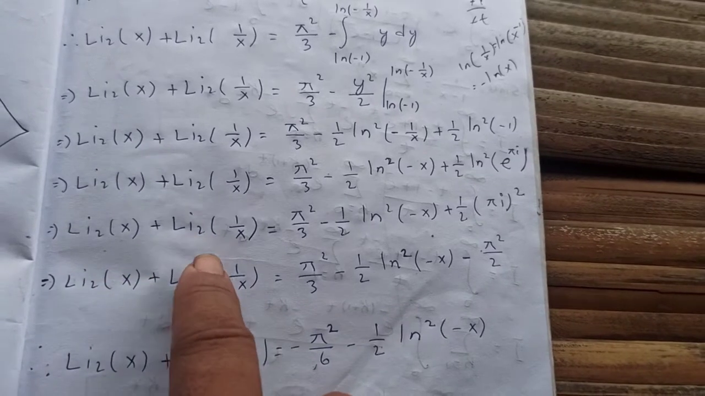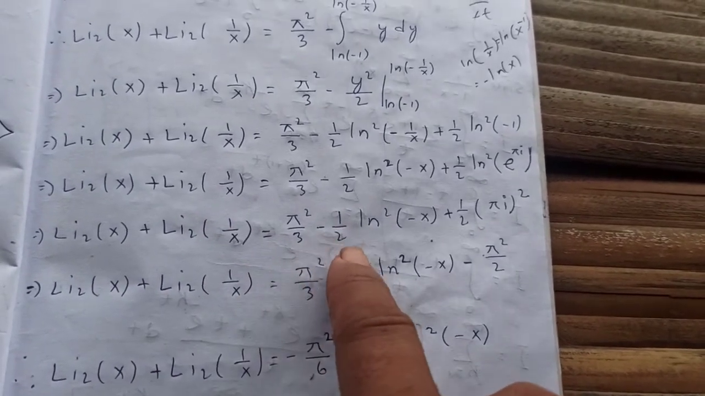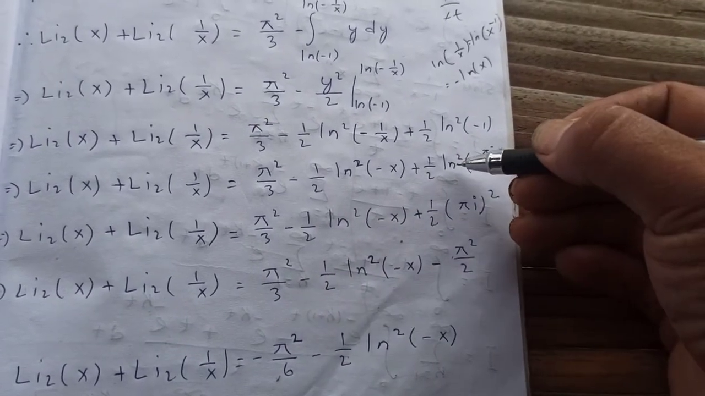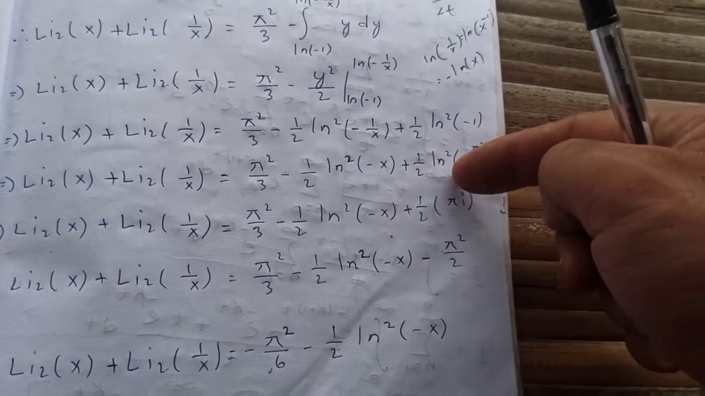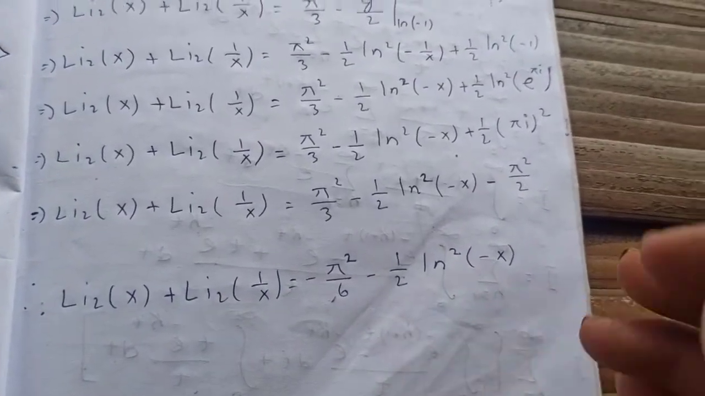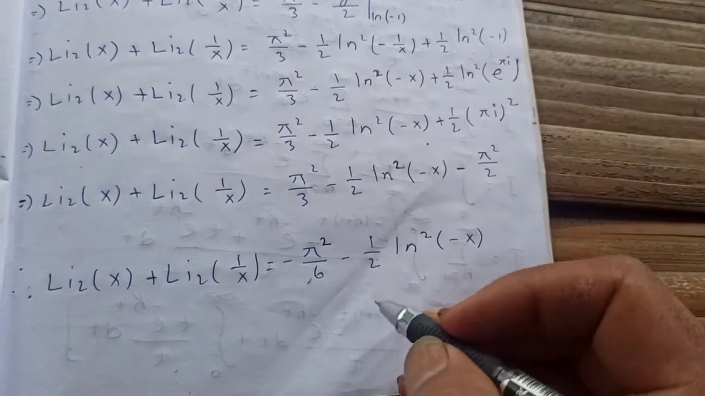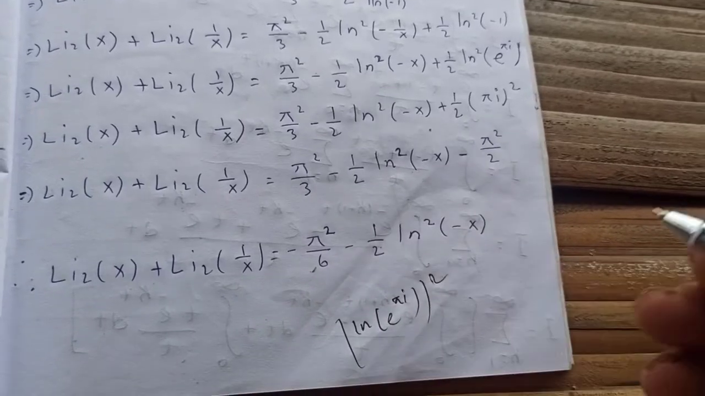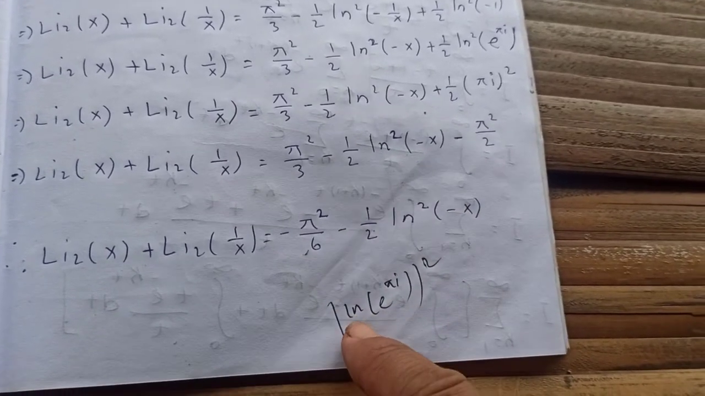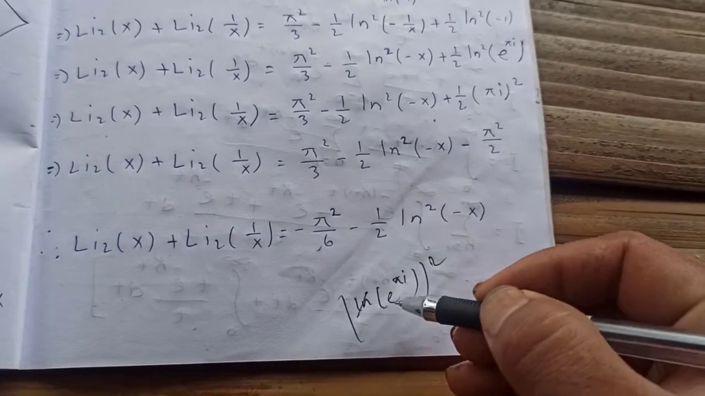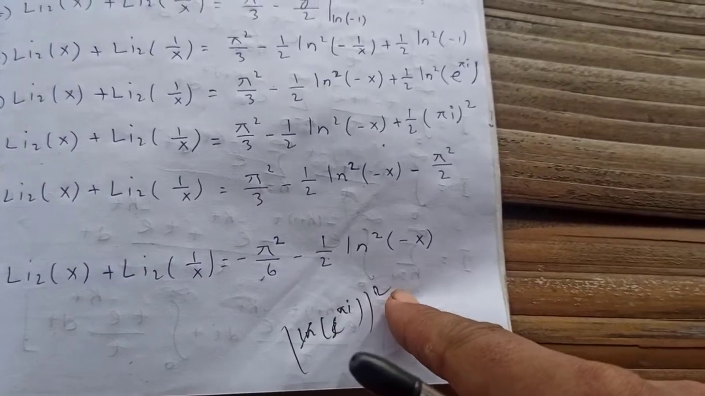So li2 of x plus li2 of 1 over x is pi square over 3 minus half ln square of negative x plus half. You can simplify this again, so you get pi I whole square. How to simplify it: log square of e to the pi I is the same as log of e to the pi I whole square, and this is the natural log, so the base and this e cancel, and you get pi I square.